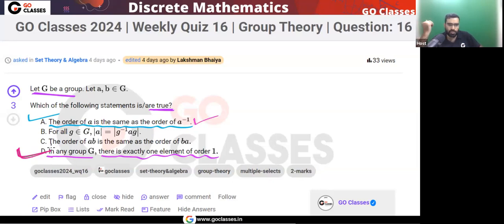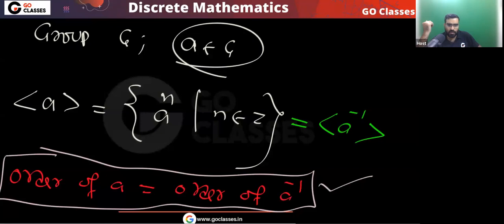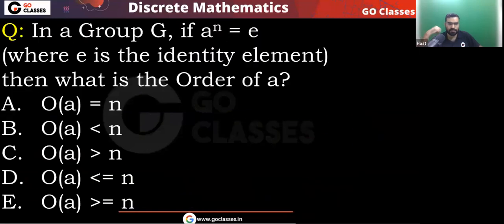Okay. Now we need to see the remaining. What about option B, option C? These we need to see. But before you see option B, option C, tell me the answer for this question. In a group, if A power n is the identity element, then what can I say about the order of A?